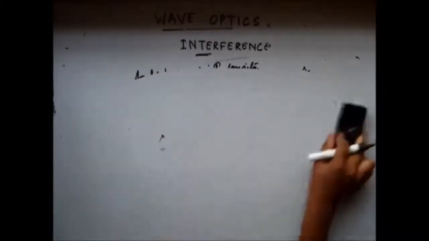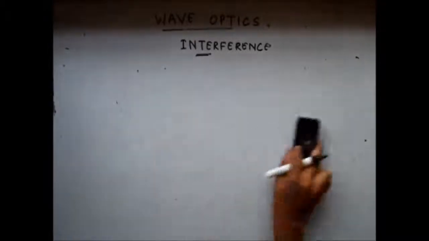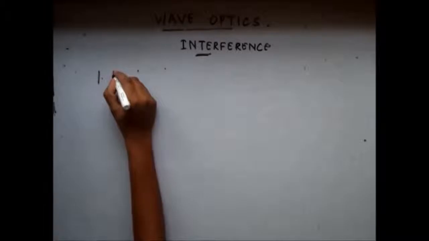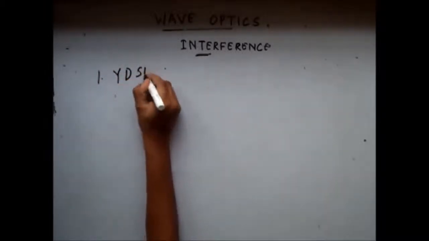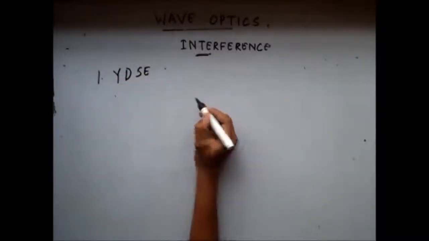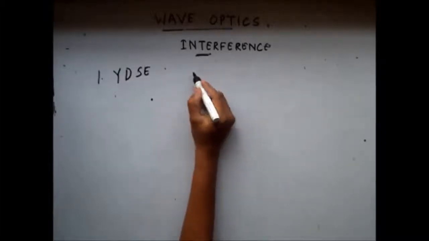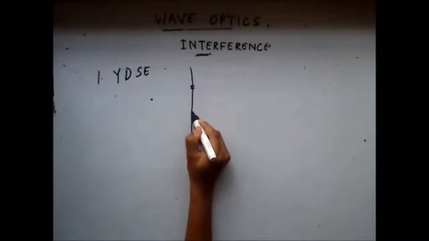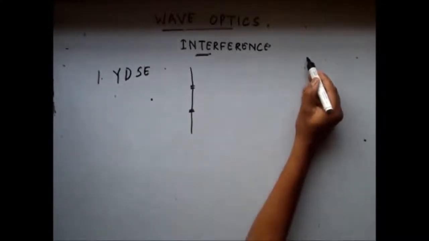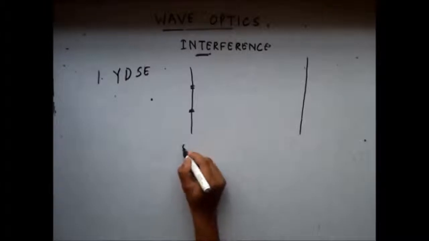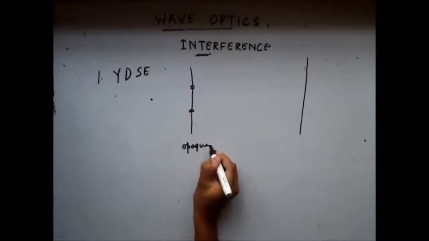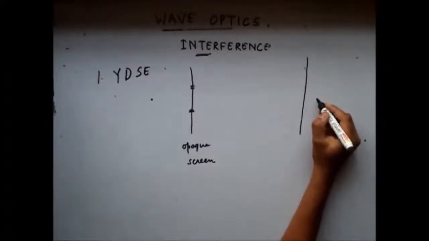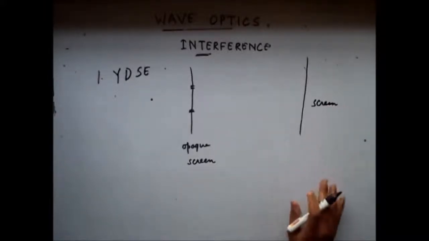So apart from Young's double slit experiment, we can have several other setups. The first setup to obtain two coherent sources was obviously the Young's double slit experiment, YDSE, where we had a source. This was an opaque screen with two tiny slits or tiny openings, and here we had a screen to view the fringes.